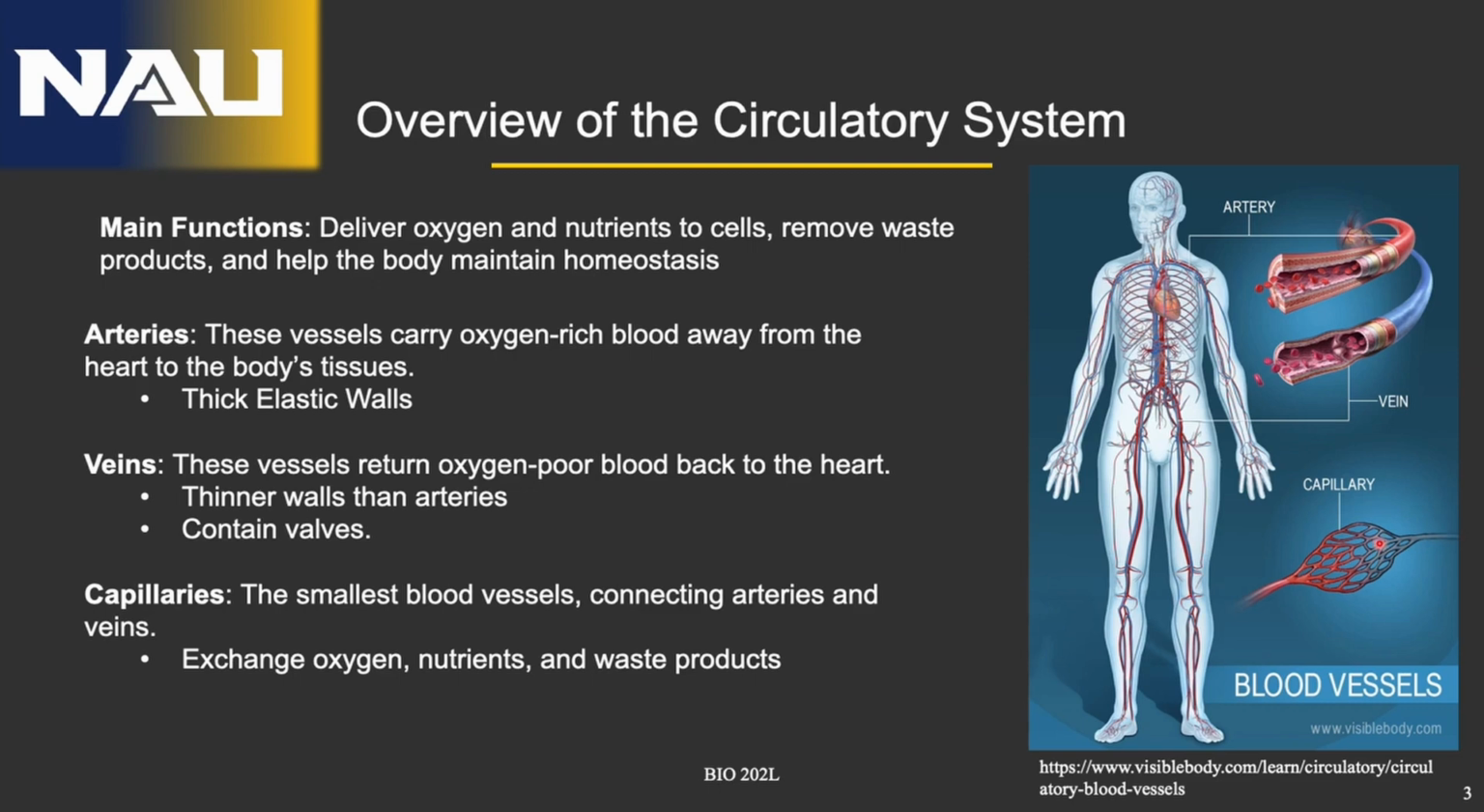Arteries are the vessels that carry oxygen-rich blood away from the heart to the body's tissues. They have thick, elastic walls that can handle the high pressure of blood pumped by the heart. Veins return oxygen-poor blood back to the heart. Veins have thinner walls than arteries and often contain valves to prevent blood from flowing backwards. Capillaries are the smallest blood vessels, connecting arteries and veins. Capillaries are where the exchange of oxygen, nutrients, and waste products occurs between blood and tissues.